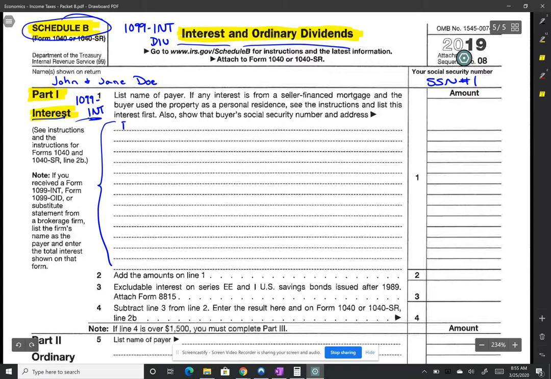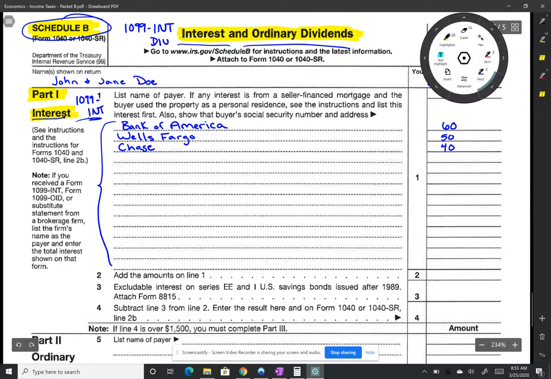So let's go, Bank of America, and then Wells Fargo and Chase. And then all the way to the right, you're going to put the amount of interest they paid. So let's say it was $60. Again, you don't need to worry about the cents, that's just habit of mine. $50 and $40. So that's what we would do in line one of part one.